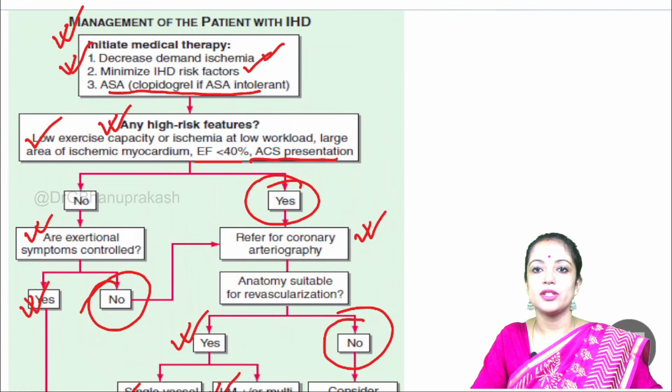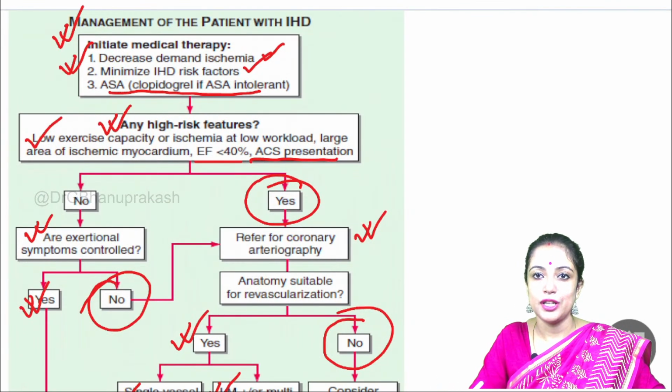So this was all about stable angina and how we manage a case of stable angina.